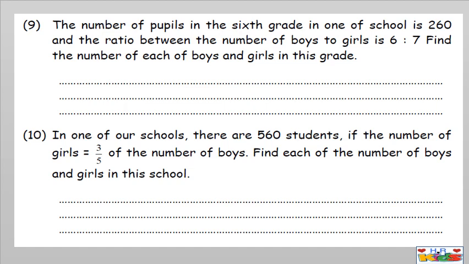So what is the new idea? He says the number of pupils in the 6th grade in one of the schools is 260. And the ratio between the number of boys to girls is 6 to 7. So now he gives me the boys and the girls, and the ratio between them is 6 to 7.